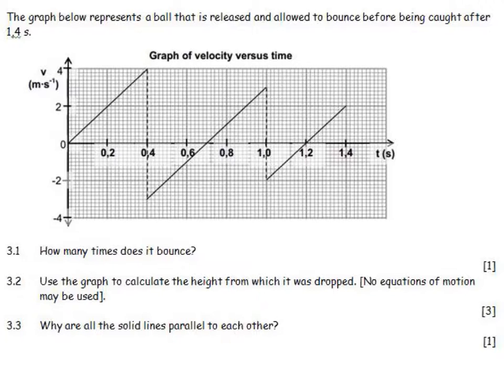The following graph, or the graph below, represents a ball that is released and allowed to bounce before being caught after 1.4 seconds. How many times does it bounce? So it's released, it speeds up, it hits the ground. Bounce 1.